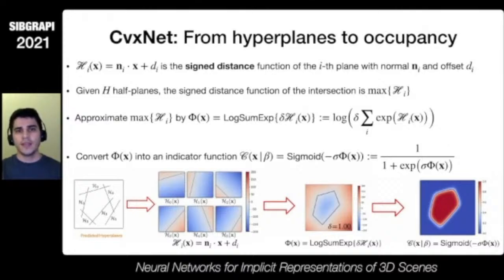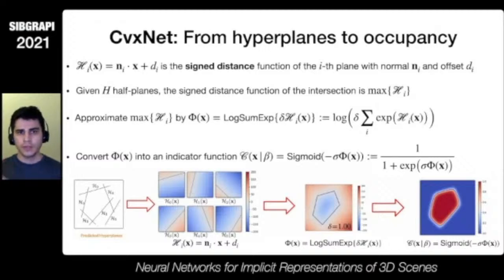Given a collection of side and distance functions of the planes, we use the maximum of them to define the side and distance functions of the boundary of the intersection of the corresponding half spaces. However, the maximum function is not differentiable. Therefore, we consider a smooth approximation using the logarithm of the summation of the exponentials. The parameter delta controls the smoothness of the resulting convex.